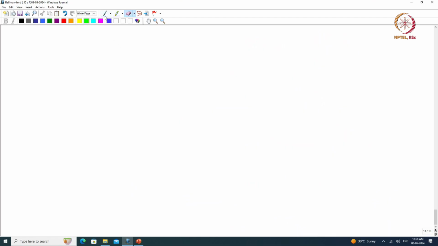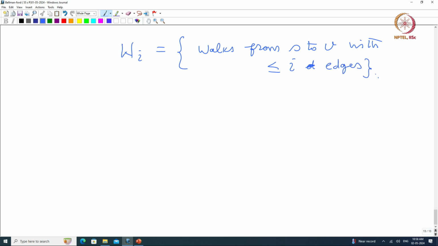Namaskara. We will continue our discussions on the Bellman-Ford algorithm. We have defined the class of walks W_i, the set of all walks from S to V with at most i edges. Alpha i V is the weight of the minimum walk in W_i, and it depends on V.